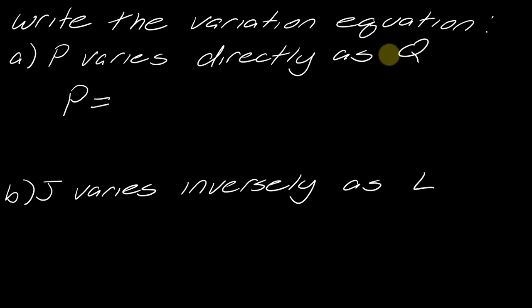So you know there's a K in here. There's always a K. You never have to worry about that. The other letters can change, but there's always K. So what am I doing to K? Well, directly means multiplied by Q. So this would be P equals KQ.